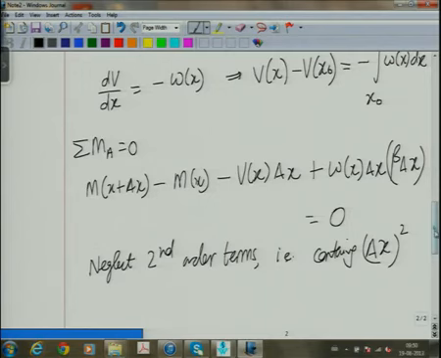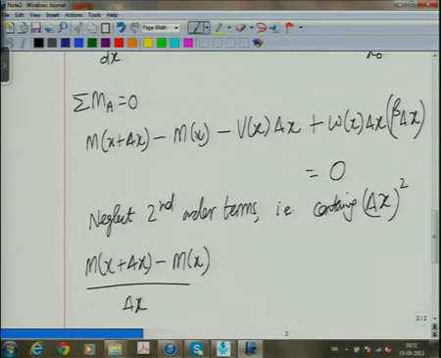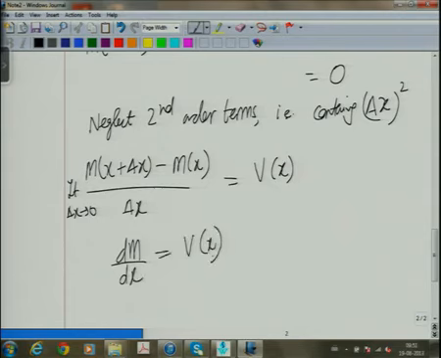So that means what I will have finally will be m of x plus delta x minus m of x divided by delta x is equal to v of x, and this gives me, in the limit delta x going to 0, so what we have got, and from here what we can get is moment at x.